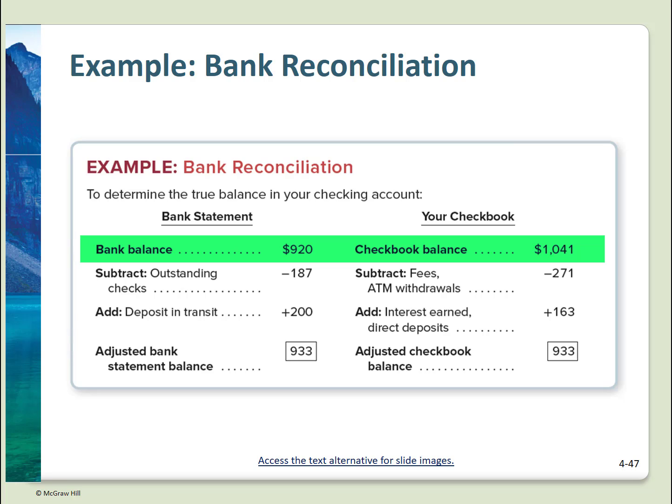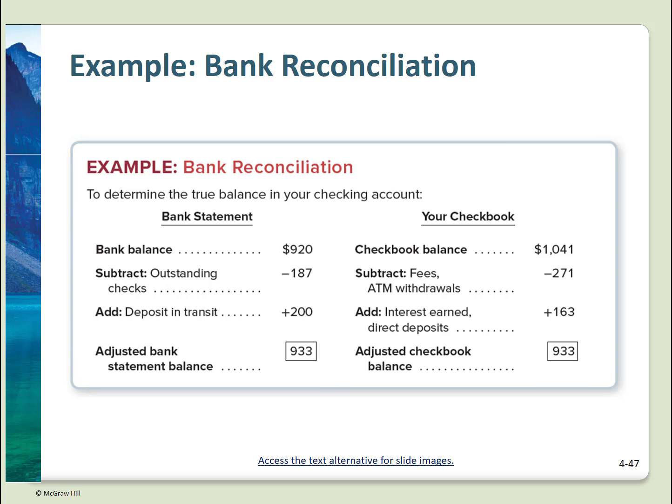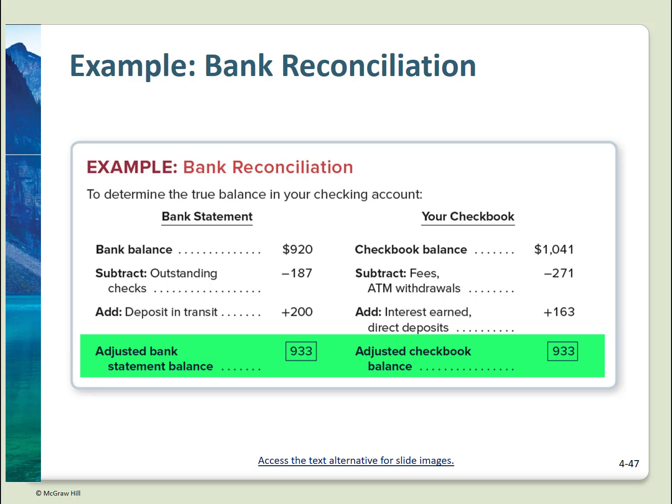The bank statement balance is $920. Your checkbook says $1,041. Does it balance? Looking at the bank statement, $920. Subtract outstanding checks on the worksheet not cleared, $187. Add a deposit that's in transit, $200. Adjusted balance, $933. On your checkbook, $1,041. Subtract fees and ATM withdrawals, minus $271. Add online interest, $163. Checkbook balance, $933. We're balanced.